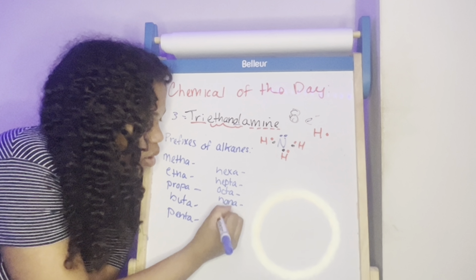Metha, 1 carbon, etha, 2 carbon, propa, 3 carbon, buta, 4 carbon, penta, 5 carbon, hexa, 6 carbon, hepta, 7 carbon, octa, 8 carbons, nona, 9 carbons, deca, 10 carbons. Okay. So based off of this, we're looking at ethanol. We already know that we have triethanol amine. We have amine, right? Ethanol, right here. That means that there's 2 carbons.